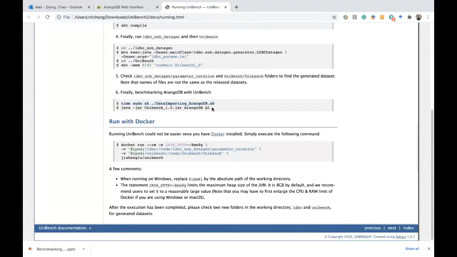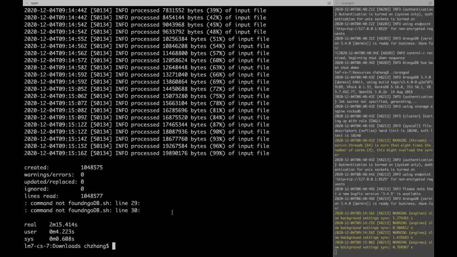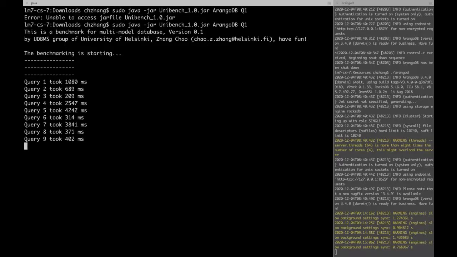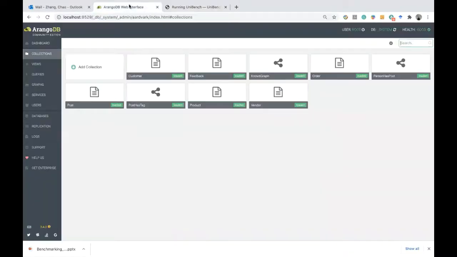The next step is to use UniBench to do a power test, meaning that we will run the queries in sequence. And the running time for each query will be reported. We can also do an in-depth analysis in the ArangoDB web interface.